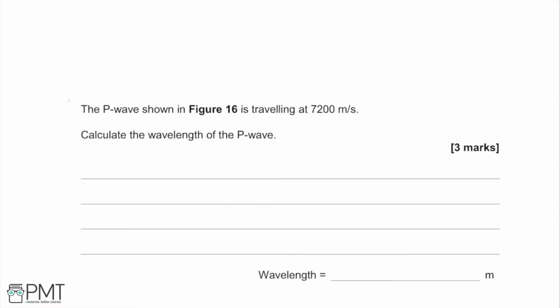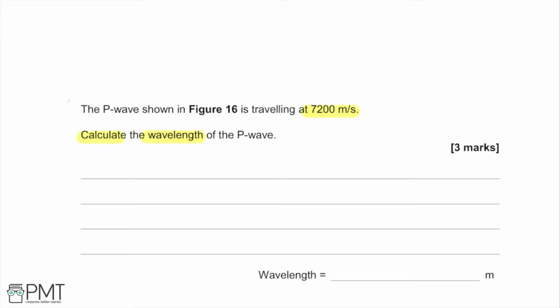So here I'm told that the P wave shown in figure 16 is travelling 7,200 metres per second, and I'm asked to calculate the wavelength of the P wave. And I can see that this question is worth 3 marks, so I'm going to be looking to show all of my work in along the way to make sure I pick up all of these marks throughout the question.